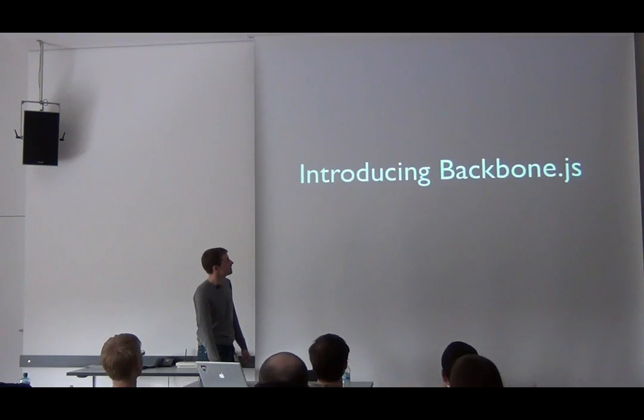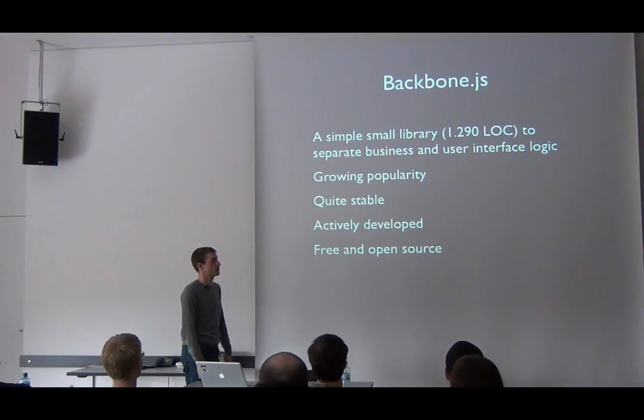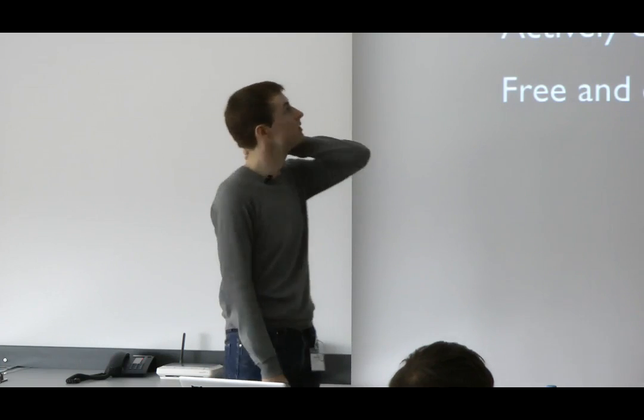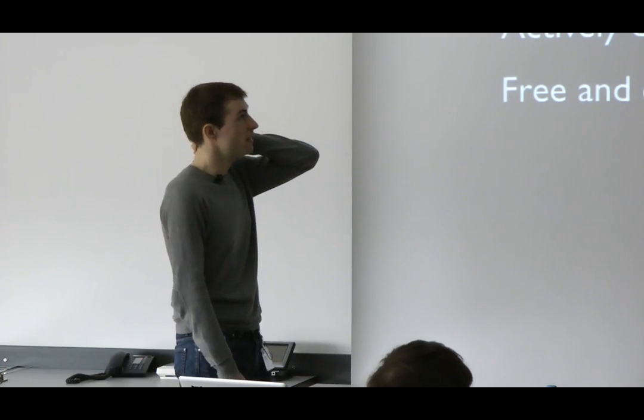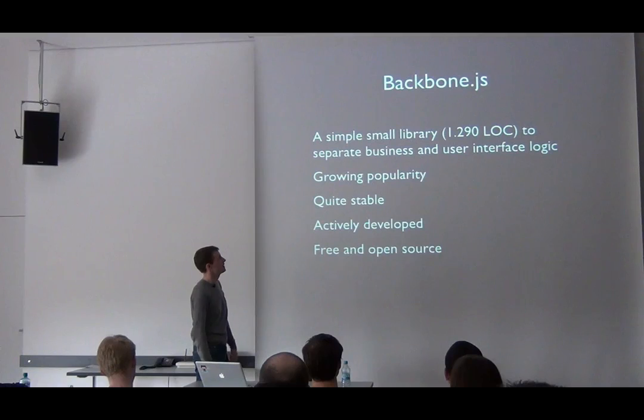And this is called Backbone. Backbone.js is a simple small library. The core of it is just, I think, 600 lines of code, and altogether it's I think 1,300 lines of code at the moment. It has one strength and one main topic, and this is to separate business logic from interface logic. I will talk about what that means in particular.